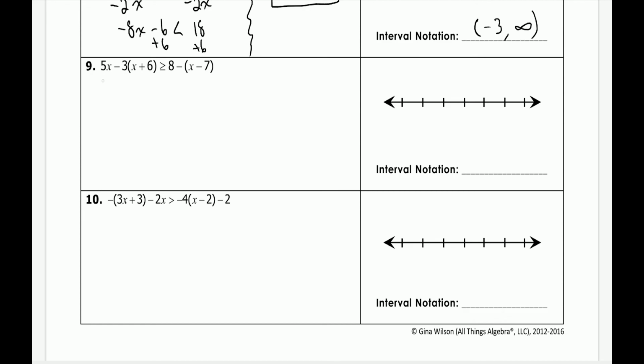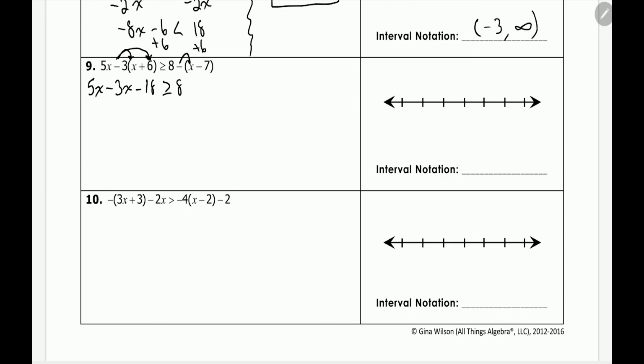So with this one, we have 5x minus 3 times the quantity x plus 6 is greater than or equal to 8 minus the quantity x minus 7. So we have to distribute twice for this one. So we have 5x, negative 3 times x, that's negative 3x, negative 3 times 6, which is negative 18, greater than or equal to 8.